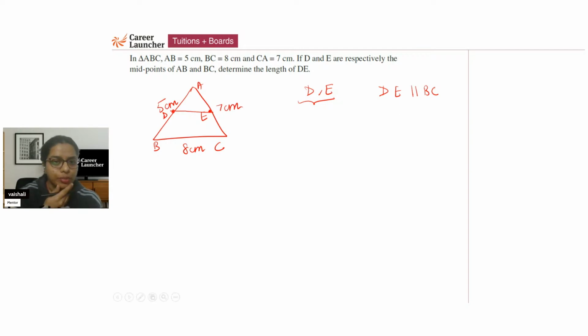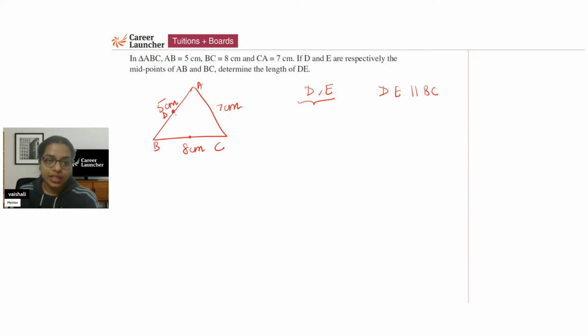Half of the opposite side. Now just check and see whether we can apply the same theorem or not in this particular scenario. AB is 5, BC is 8, CA is 7. Now D and E are the, okay, so we need to draw it properly.